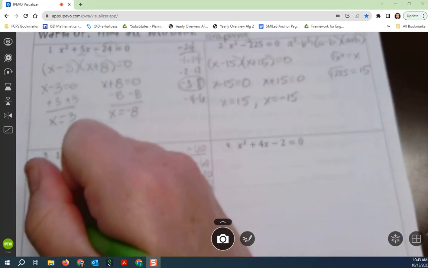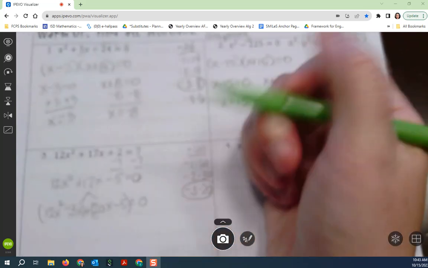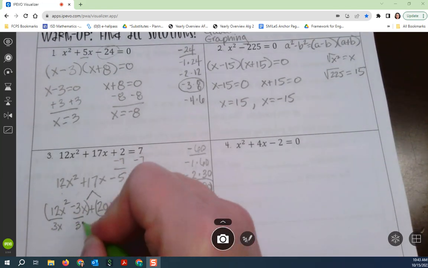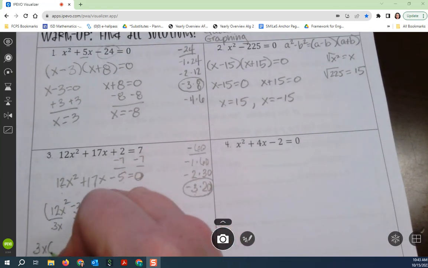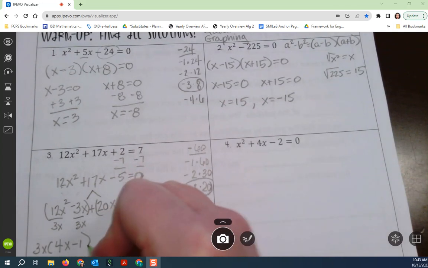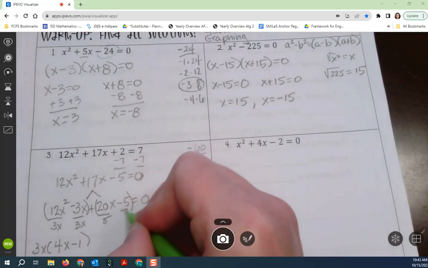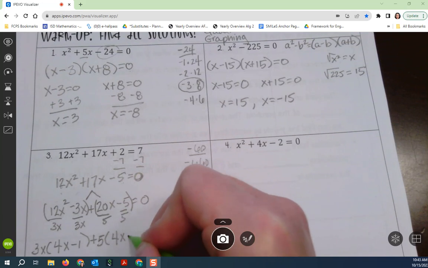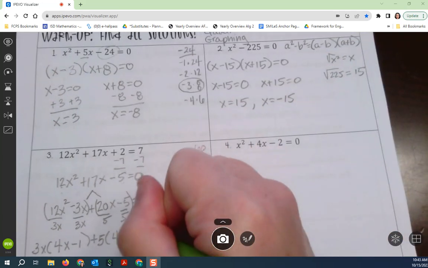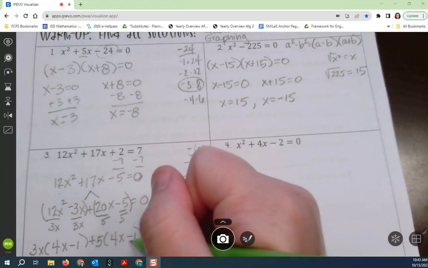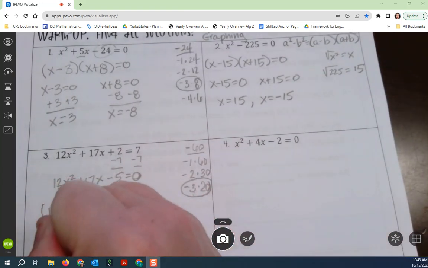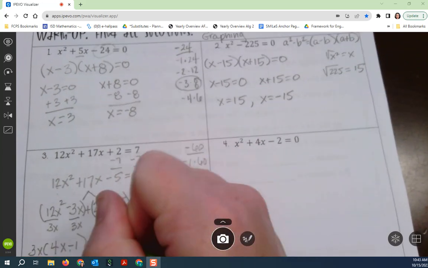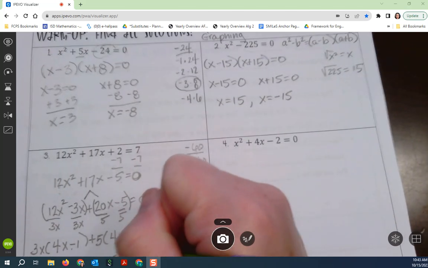And then you group the first two and the last two terms, and you're going to factor out a greatest common factor. So from the first two, I'm going to factor out 3x. When that comes out, I'm left with 4x minus 1. And then from these two I can factor out a 5. And we have 4x minus 1. All right, so 4x minus 1 is matching. That means this is going to be one of our factors. And 4x minus 1 is multiplied by 3x, and it's multiplied by 5. And that makes your second factor.